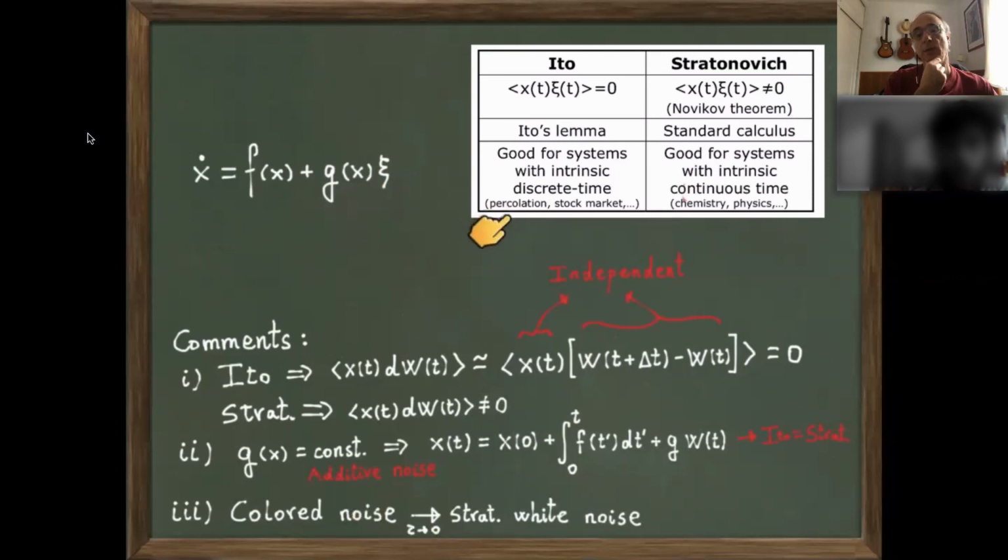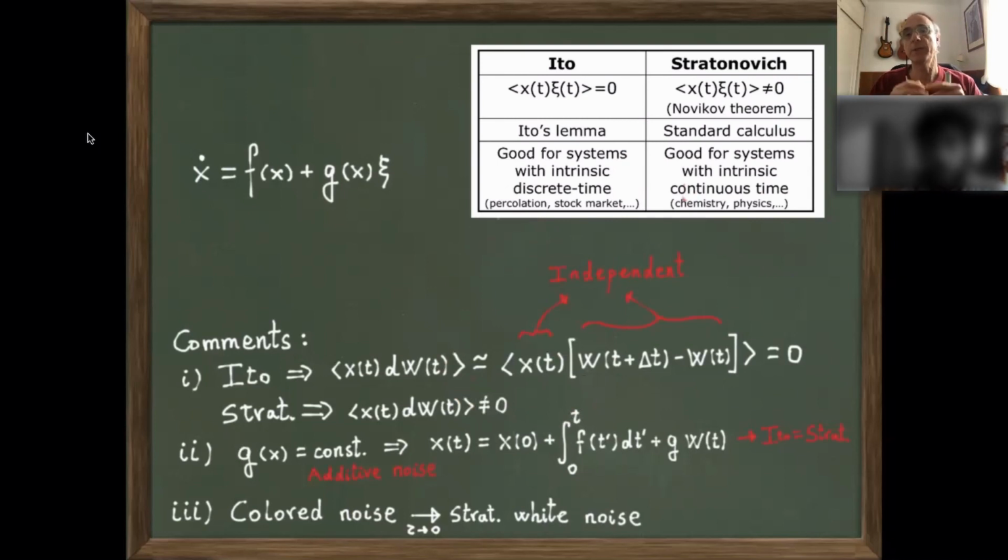And when do you find Ito? We mentioned that in Ito you are always evaluating the process at the first point. So it's usually used when you have discrete time, like in the stock market, for instance. If you have a model for the prices of stocks at the end of each day, then the price tomorrow is the price today plus some noise. So this scheme is exactly this one. For systems with intrinsic discrete time, where you want to do some continuous limit, usually Ito is the one that you find.